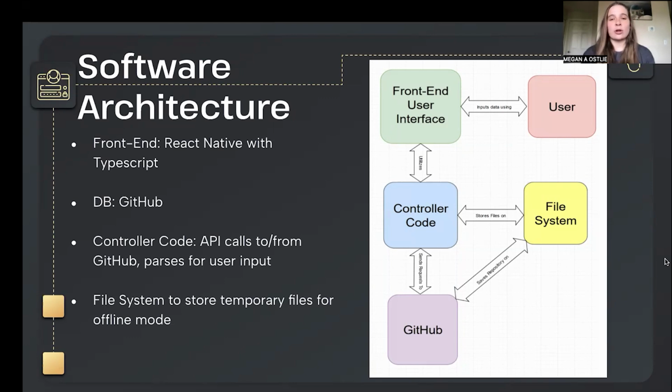And then we also have controller code that issues API calls to GitHub, parses information, autofills information for the front end for the user, and then parses any user input to push back to GitHub in the appropriate format. And then we are also utilizing the phone's file systems for our offline mode. So when the user is out of service, they can save notes locally to their phone and push those notes to GitHub once they are back in service.